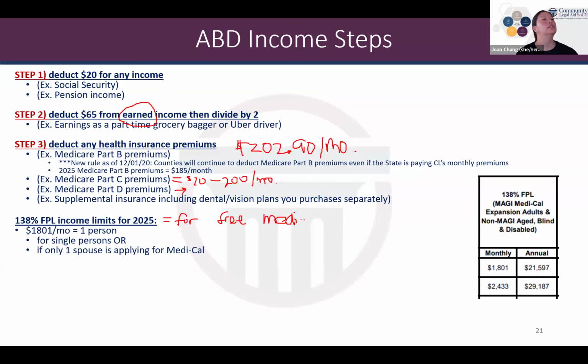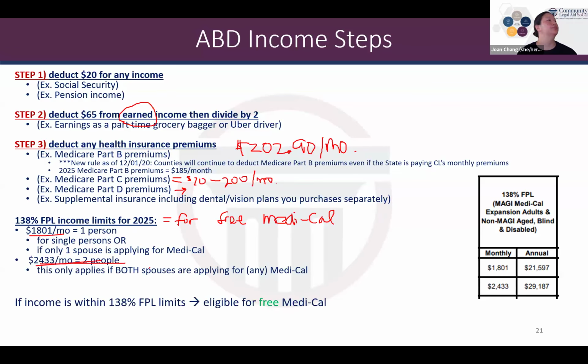But let's talk about step 4 and what share of cost is. Okay. And this is for 2 people. If you are at this amount or less, so what is this? Less than or equal to, I've already forgotten my algebra symbols here. If you're less than or equal to these amounts, then you're eligible for free Medi-Cal without a share of cost. No share of cost. All right, so you've got to do step 1, step 2, step 3.